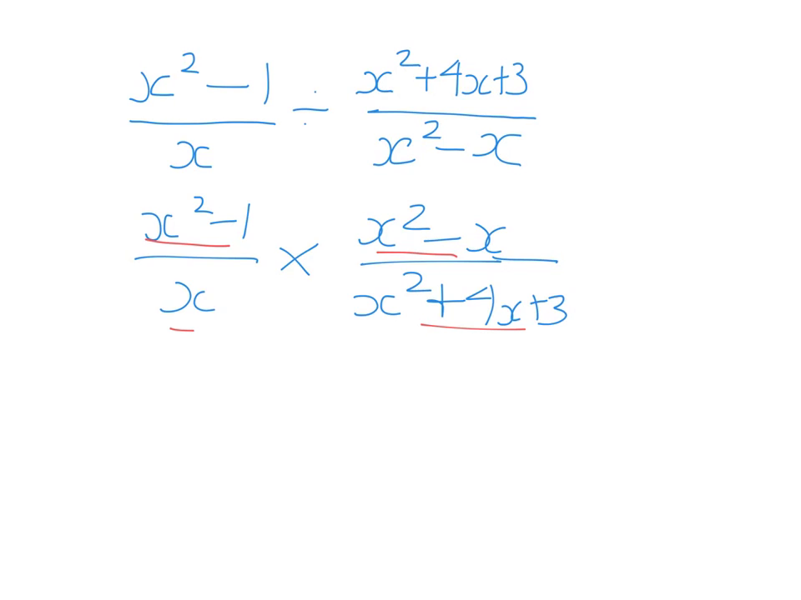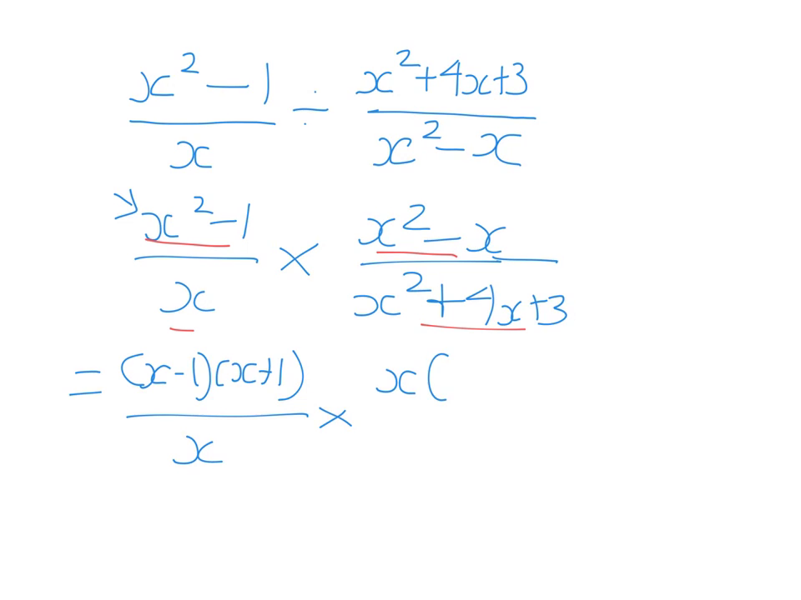So hopefully after the previous lessons, you can look straight away at x squared minus 1, this one here, and say, okay, that's the difference of 2 squares. So that equals x minus 1 times x plus 1. Okay, now on the bottom is still x, can't factorize that. So x squared minus x, well, they have a common factor of x, so I can divide that. So then I just get x minus 1 in the brackets.